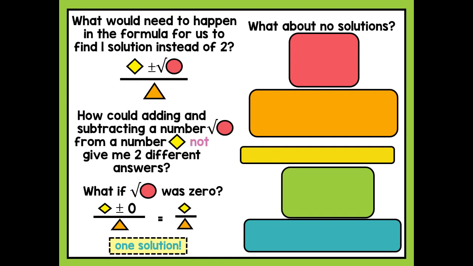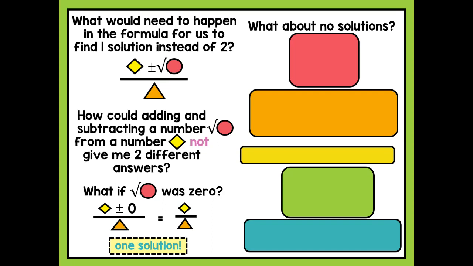That's my one solution. When the number under the radical sign is a 0, when that all simplifies to 0, then I'm adding 0 and subtracting 0, which means I'm just left with whatever number was out front. That's what one solution looks like when you plug it into the equation.